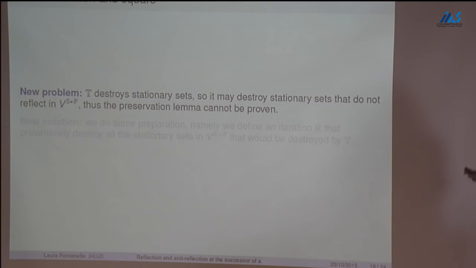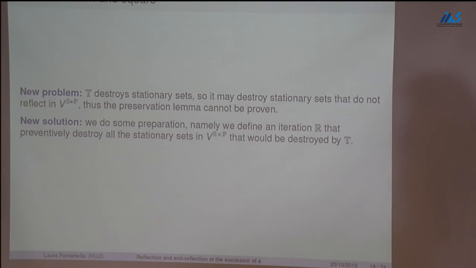So the reason why this doesn't work is that it's not possible to prove the preservation lemma in this way, because the threading forcing T may destroy stationary sets. So it may happen that in S star P you don't have the delta reflection. There are some stationary sets that do not reflect, but then this bad stationary set is destroyed by T. And so after you force with T, you do have the delta reflection, but you didn't have it before. So you don't have the preservation lemma.